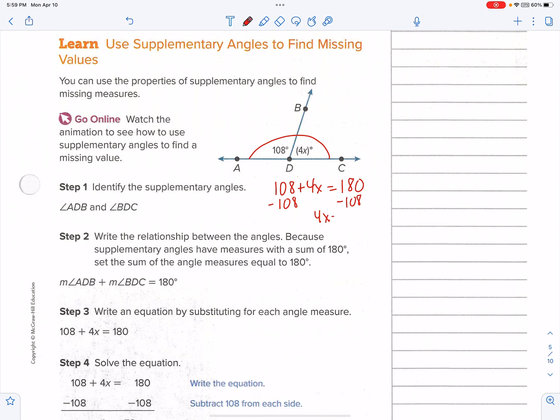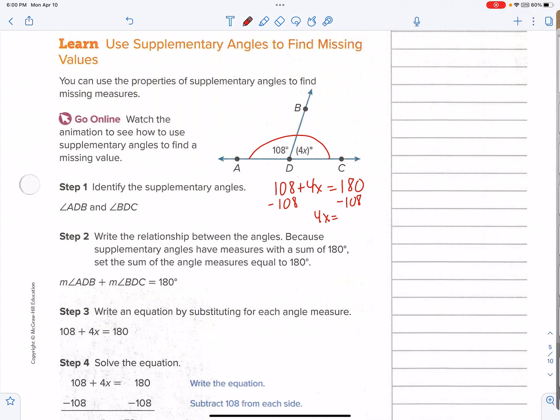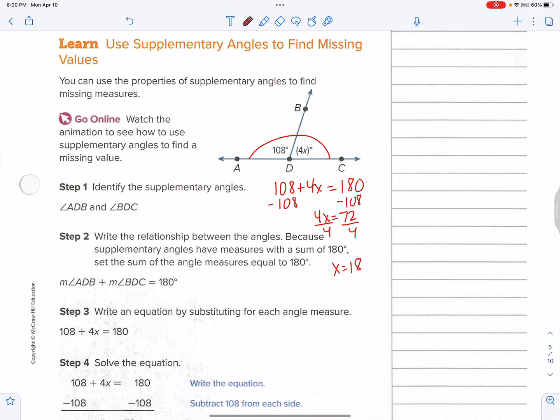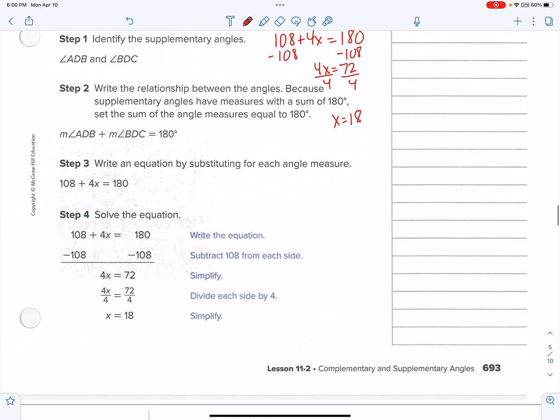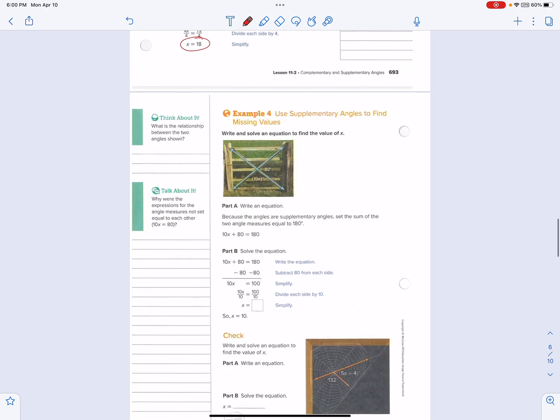And we end up with 4x equals whatever 180 minus 108 is, and it's 72. Divide by 4, and we have x equals 72 divided by 4 is 18. Okay, and so you can see they did all that work here and got the same answer as us. Okay, but remember, that's just what x equals. So if we're solving for x, we did that. If we actually want to know what the angle is, we would put 18 into there, and 18 times 4 is actually 72 degrees. Okay, so just keeping that in mind every time.